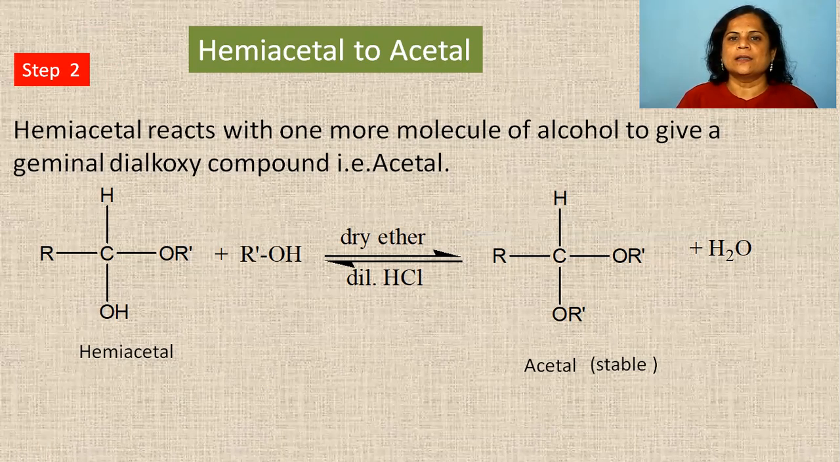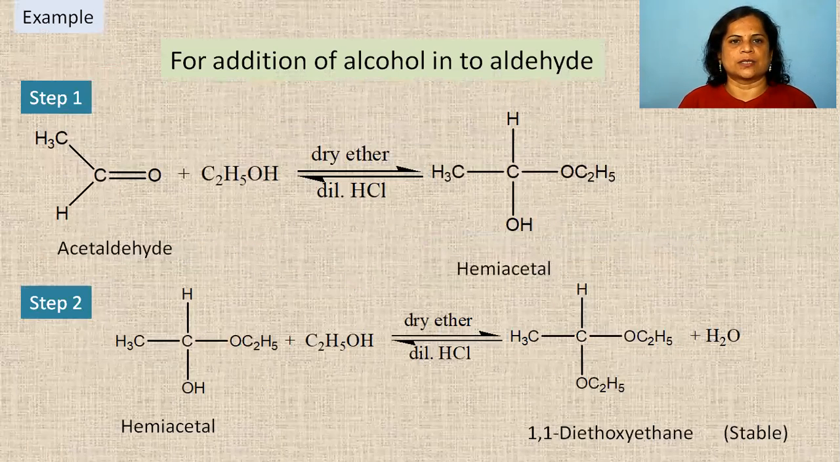We added here two molecules of alcohol. By addition of the first molecule, we get the hemiacetal, and when the hemiacetal reacts with one more molecule of alcohol, it gives the dialkoxy compound, which is called an acetal, a stable product. Let us see an example of that reaction.